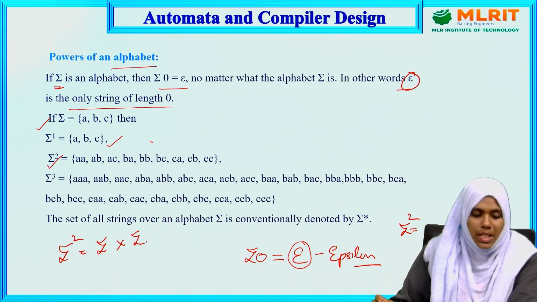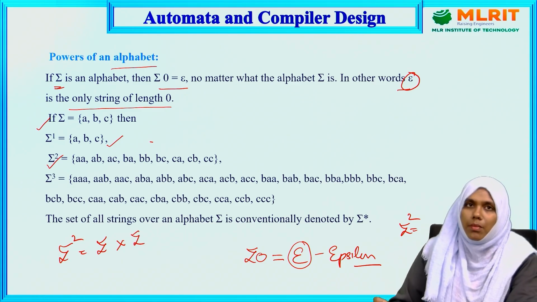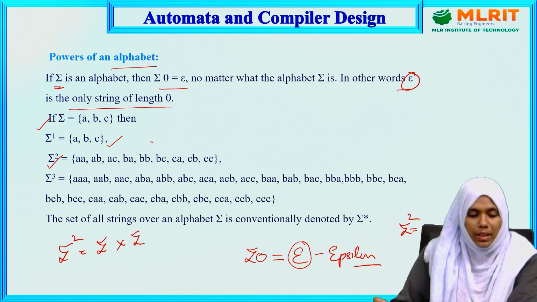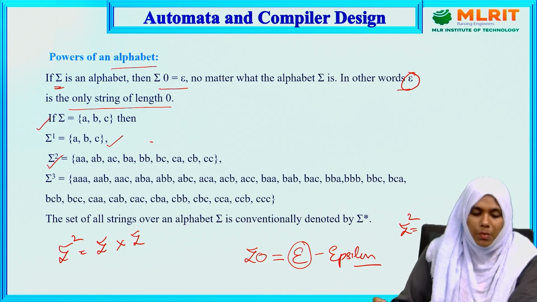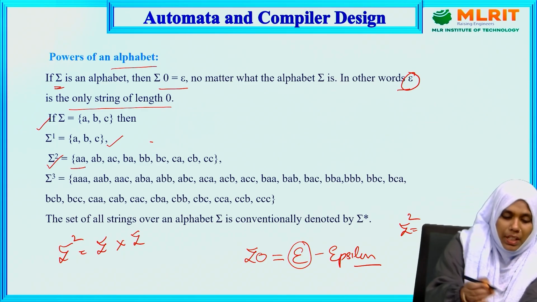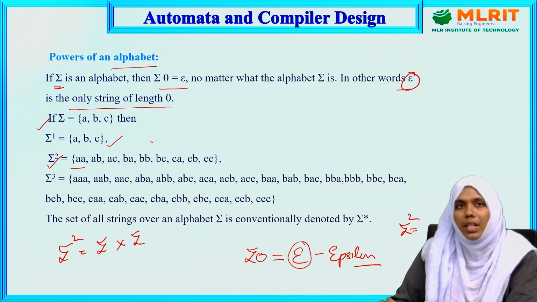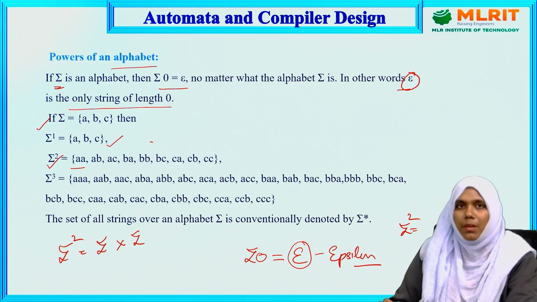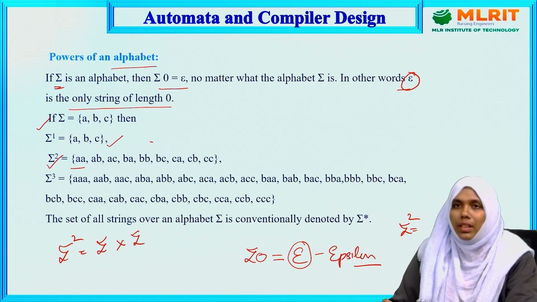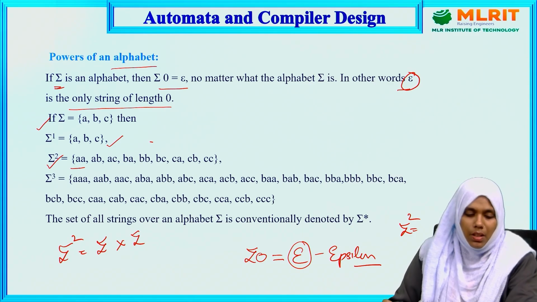So here, what is the alphabet present in sigma? A, B, C, multiplied by A, B, C. So what combinations are we getting? AA, AB, AC, BA, BB, BC, CA, CB, CC. How many? 9 combinations, right? So this is nothing but sigma square. That is nothing but 3 into 3.